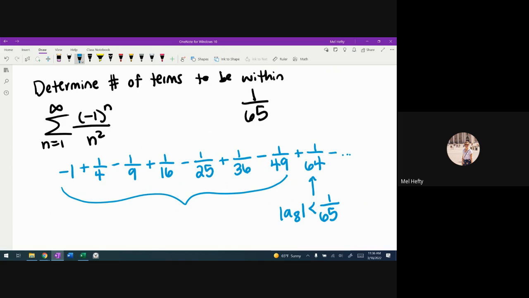So let's talk about the alternating series error bound. We claimed that the error, which we could write a couple of ways, R sub 7, or the sum minus the partial sum at 7, is less than the next truncated term, so the next term up. If I add up these 7 terms, the reason that we are within 1/65 is the next term up, the 8th term, is less than that.